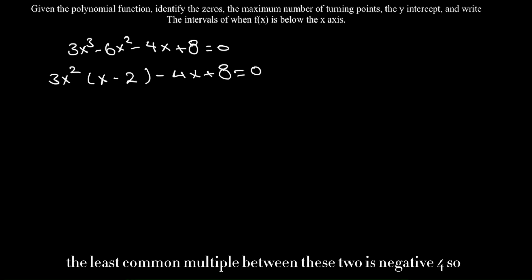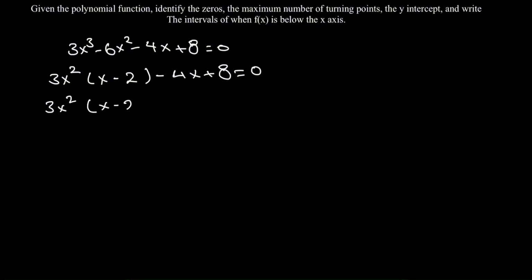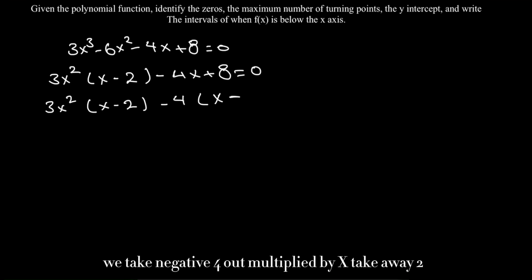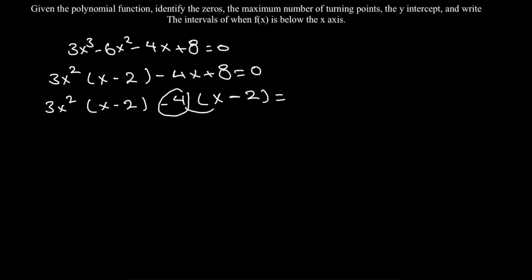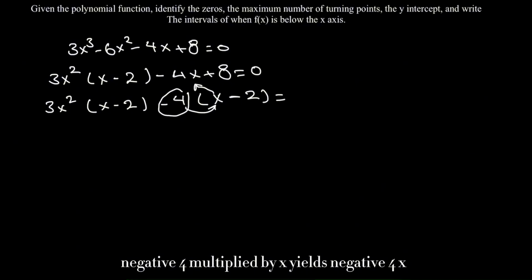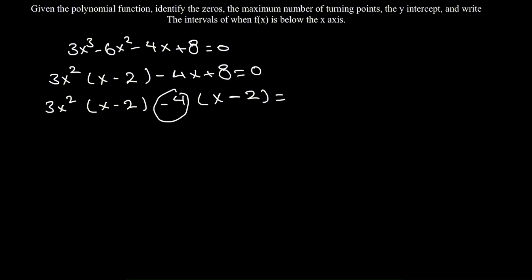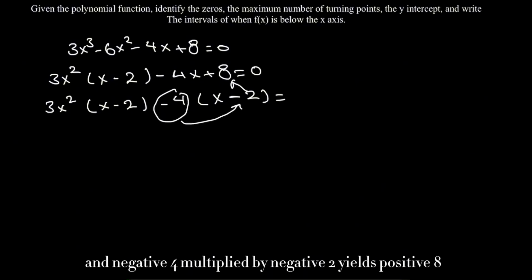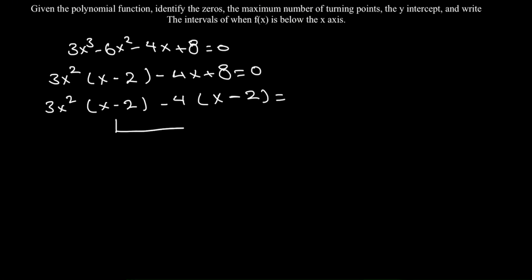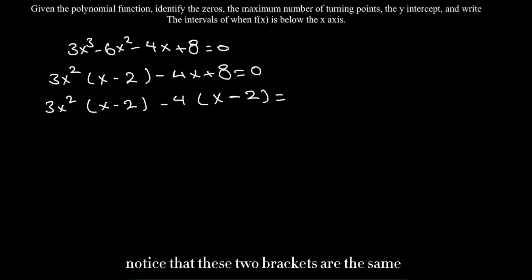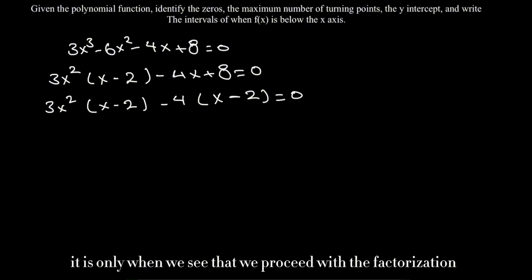The least common multiple between these two is negative 4. So we take negative 4 out, multiplied by x, take away 2. Negative 4 multiplied by x yields negative 4x, and negative 4 multiplied by negative 2 yields positive 8. Notice that these two brackets are the same. It is only when we see that we proceed with the factorization.